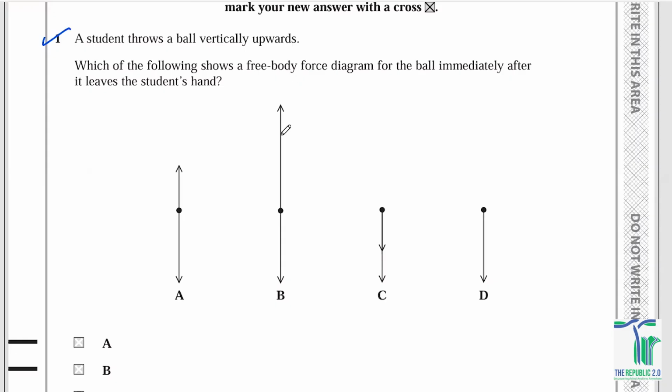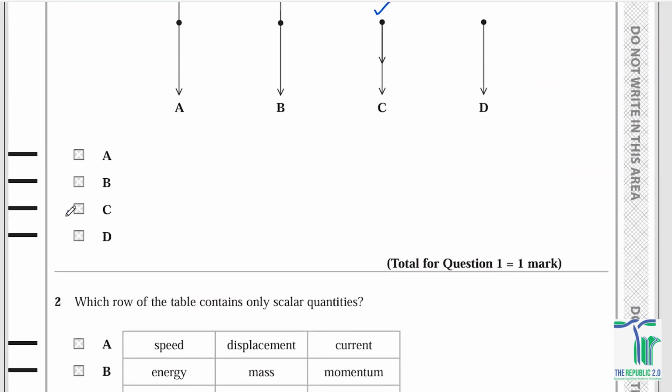Since the student is throwing a ball vertically upwards, the only force acting on the ball is the downward force, which is gravity, right? So A cannot be the answer, and B cannot be the answer because there is no upward force acting on the ball. The only force acting downward is going to be gravity plus the air resistance, right? So that is why we have to go with option C.